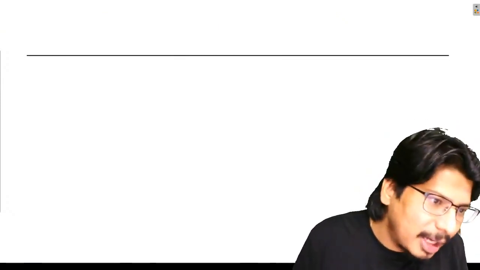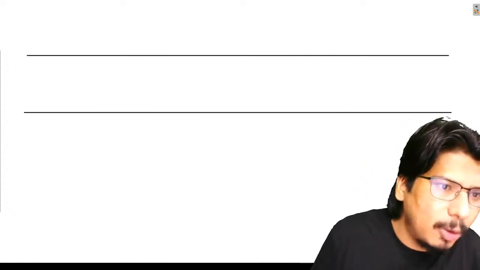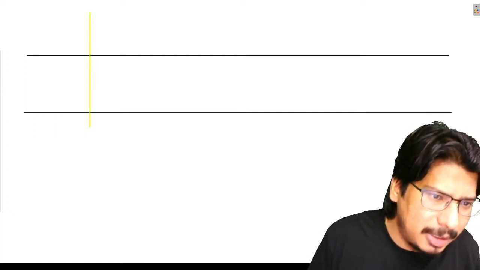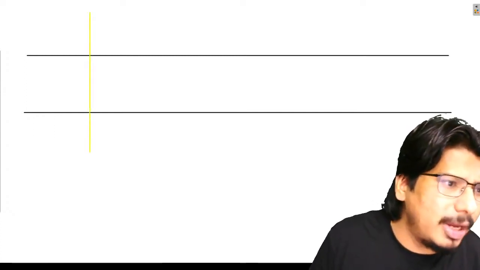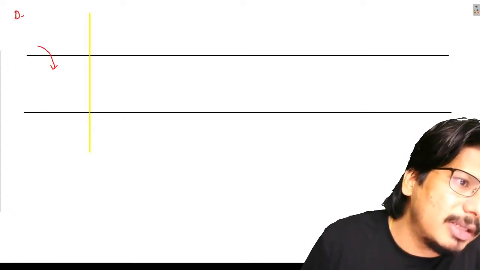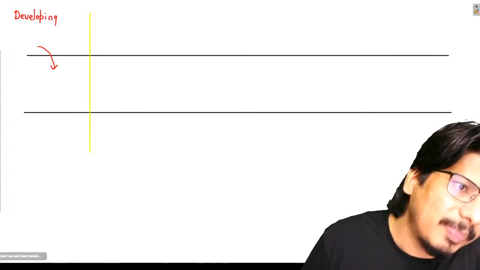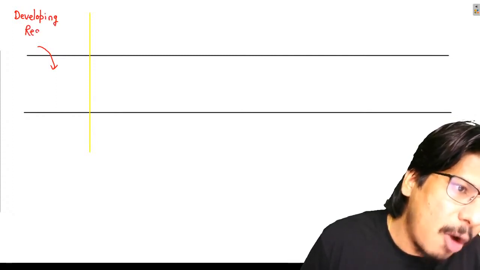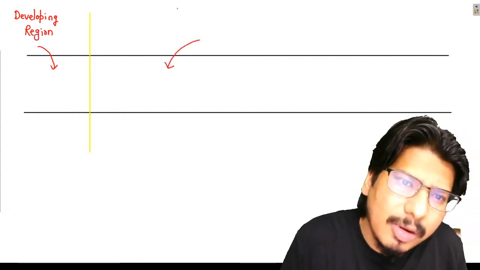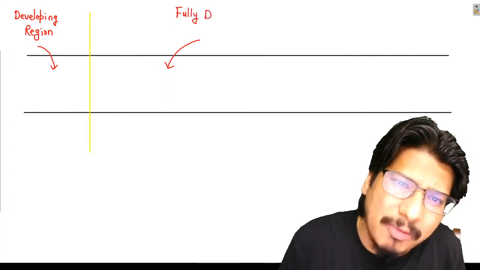Look here. Let me say this is a pipe. Of course, up to here, let me say I am having developing region. This is a developing region. Now 100% here you will be having fully developed region.